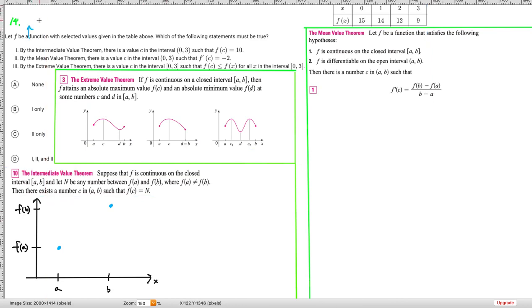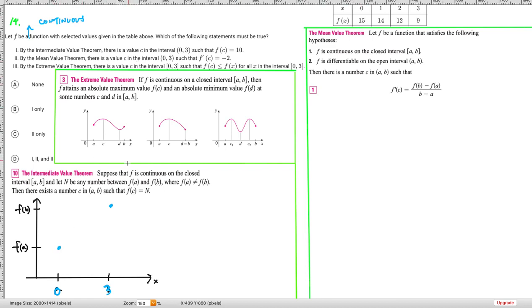Let f be a continuous function with selected values. By intermediate value theorem, there's a value c in the interval 0, 3 such that f of c equals 10. Well, let's see. This is talking about the interval 0, so let's say a is 0. So let's change our general to a particular. And then the b value is 3. And we want to see if there's an f of c value equal to 10. Well, what's f of 0? f of 0 is 15.